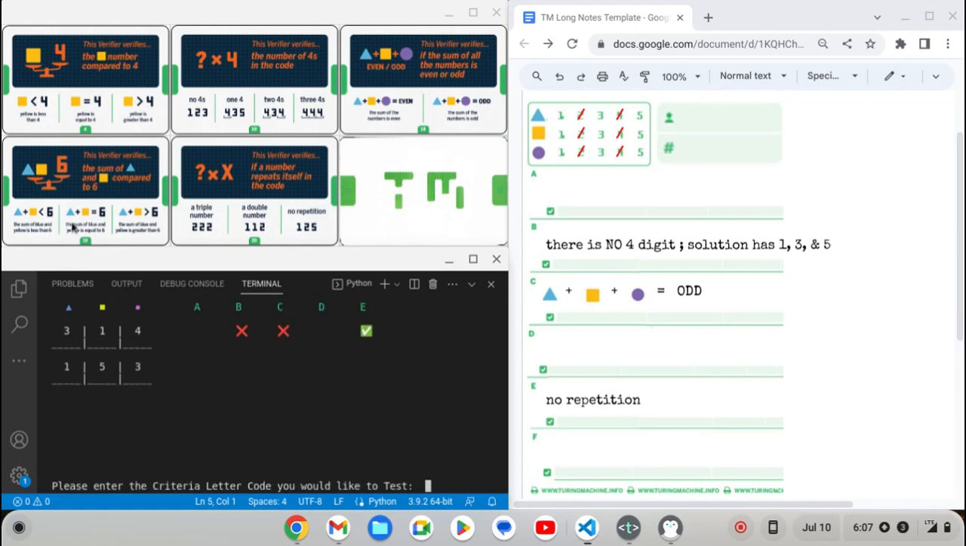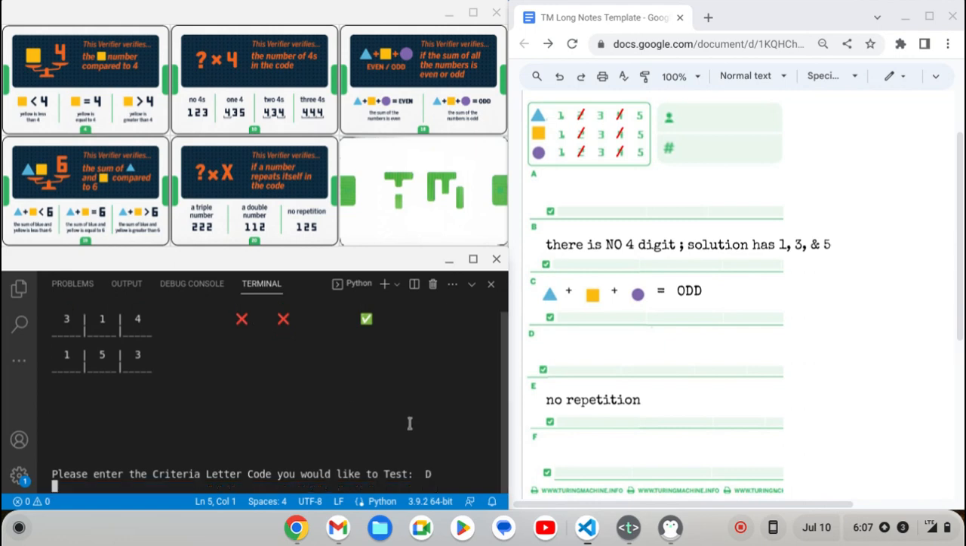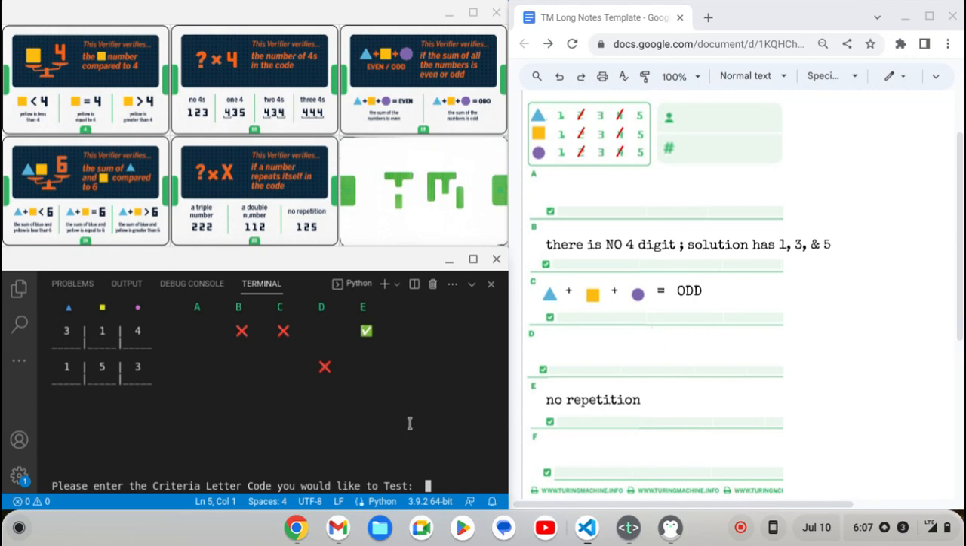Okay, so again, we're testing criteria card D first to see if the sum is 6. No, it's not 6. Okay, so what does that mean? If it's not 6, if it doesn't include 1 and 5, that means that one of them has to be a 3, right? It has to be a 3.